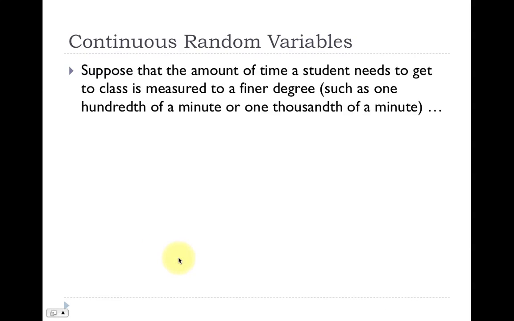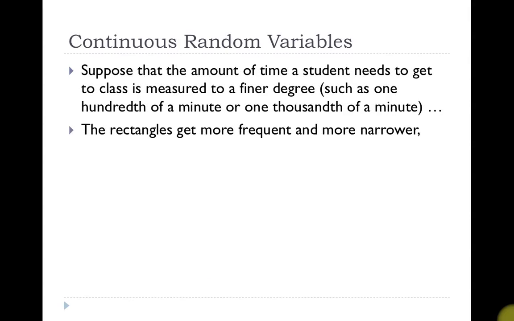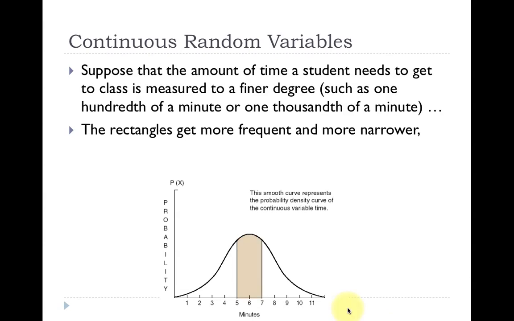Okay, now let's go back to that issue I had brought up earlier. What happens if we measure to an even finer degree? 1/100th of a minute, 1/1000th of a minute. So our rectangles now on the horizontal axis are shrinking in size. The rectangles are going to get skinnier and skinnier and skinnier. They're going to get more frequent. We're going to have many more rectangles. They're going to be much narrower and eventually going to take on the appearance of a smooth bell curve.